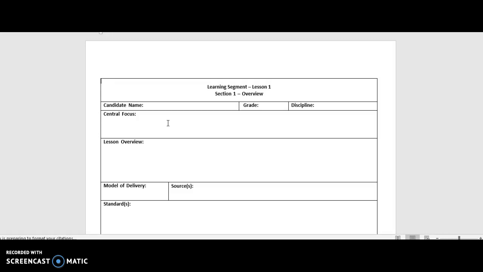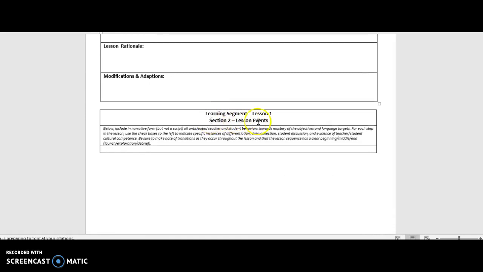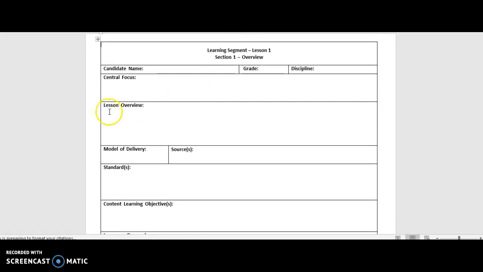The lesson overview is really an abbreviated version of part 2. Because this whole thing is part 1, or section 1, it says overview. And then section 2, down here, are the lesson events. So this is where you go step by step of what exactly you're going to do. This might be like the script that you write for yourself, the steps you're going to carry out with the kids, all that stuff. Up here in the lesson overview is just a few sentence overview of what that is.